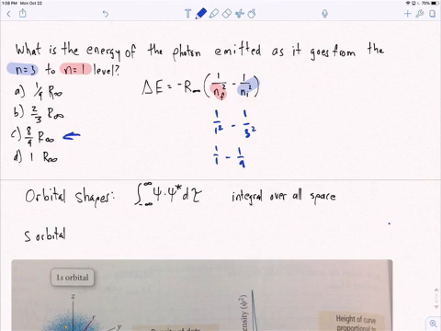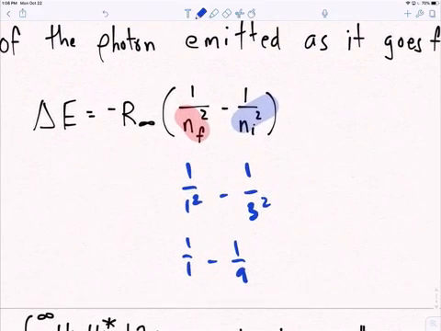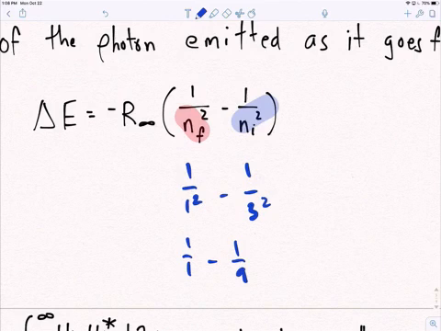And the reason for that is, because final minus initial. I'm sorry, final is 1 minus initial. So 1 over 1 squared is 1, and the initial is 3, so 1 over 3 squared is 9. So 1 minus 1/9, that's 9/9 minus 1/9, or 8/9.